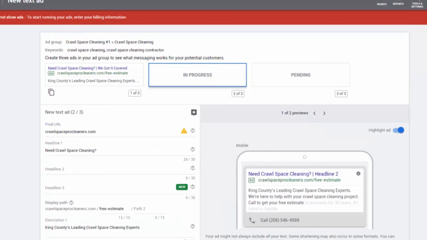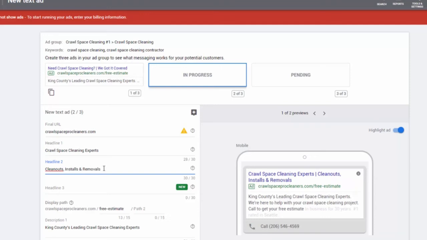All right, so now we're going to create ad number 2. Let me get this headline over here. So the first headline here is going to be crawl space cleaning experts. And then let's go to headline number 2. And that one's going to be clean outs, installs, and removals. Okay, great. And then headline 3, we're not going to have one there.